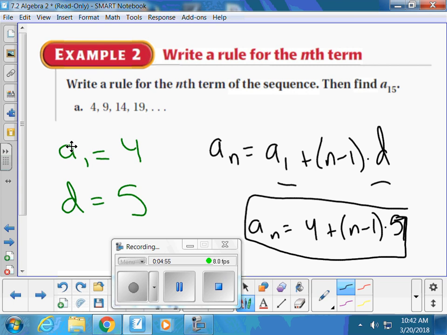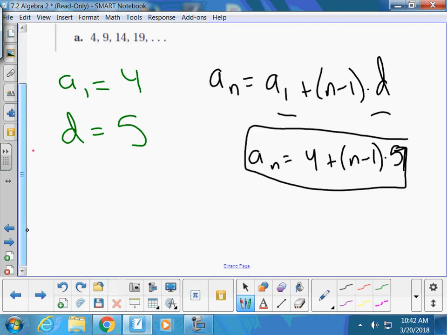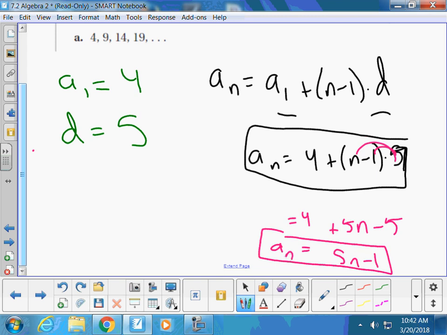Now, if you look in the back of the book, they might have that answer in slope-intercept form, so I'm going to show you how to convert it. But I'd be fine with you leaving your answer like that, like if this is a quiz, okay? So let me just show you real quick how you would convert to slope-intercept form. You would take this positive 5 and distribute it to the n and to the negative 1. So that would just be a positive 5n and a negative 5. And then you would add up the 4 and the negative 5. So it would be a negative 1. So I would accept the answer in the black or the answer in the pink, either one.